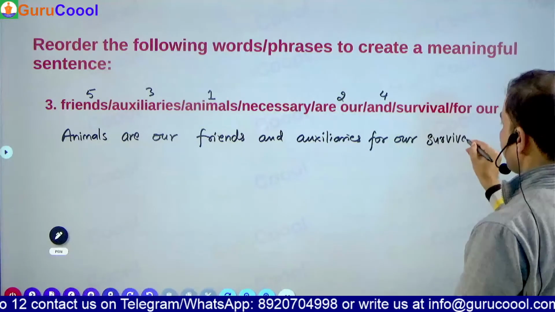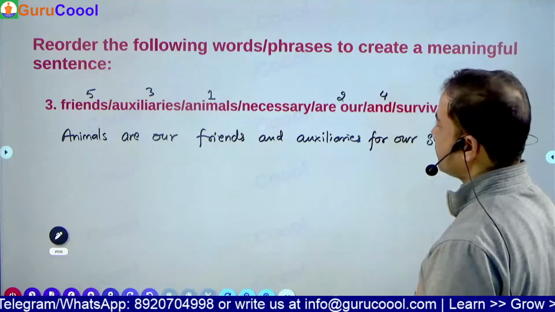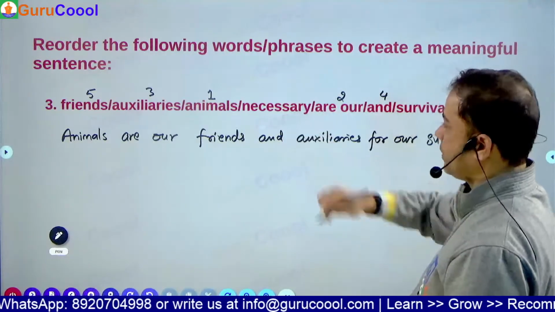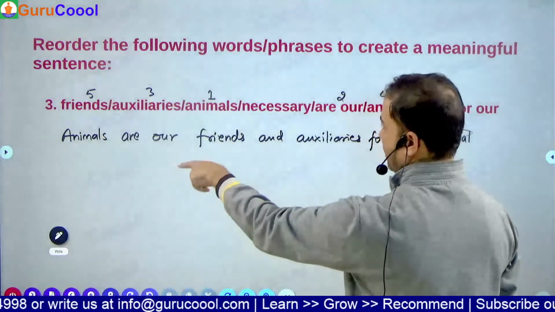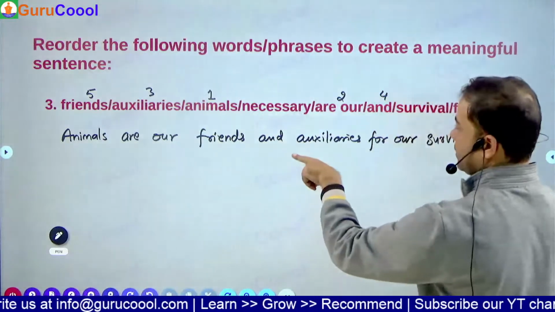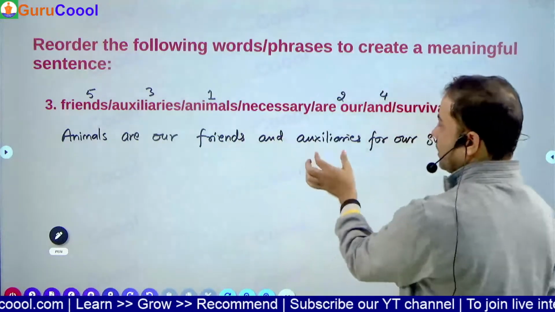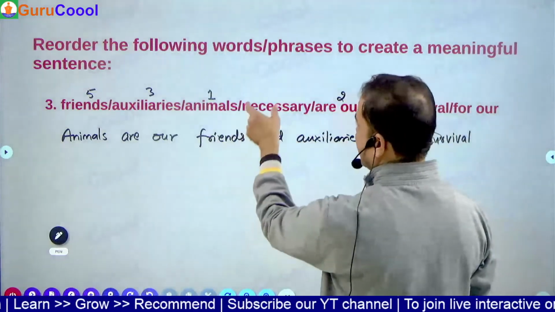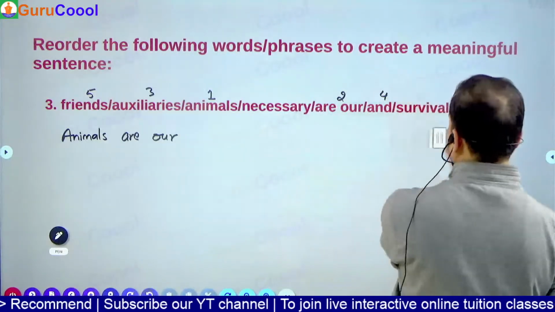Sir, you didn't include "necessary". Sir, the sentence should be like this: animals are our necessary friends, comma, auxiliaries, and necessary for our survival. Oh, that word should come. Yeah, then it's okay. Then we can write auxiliary also first. I didn't see this word actually. Now I will go with my previous choice.